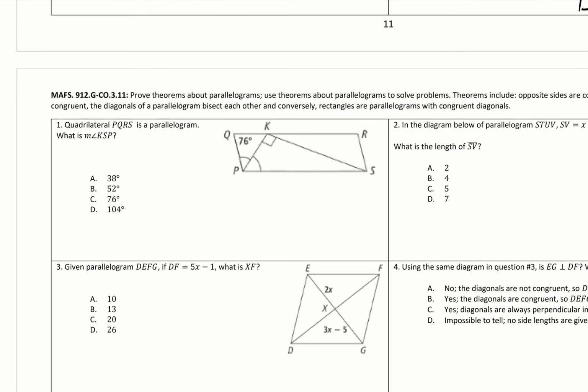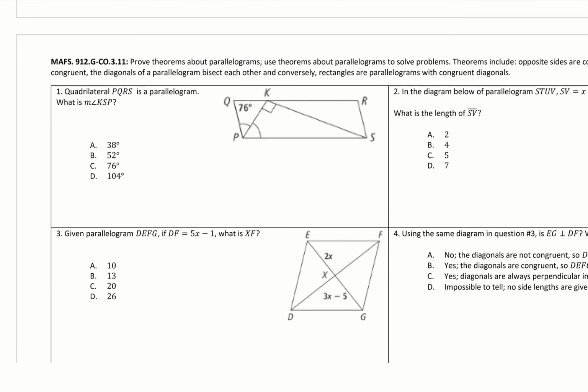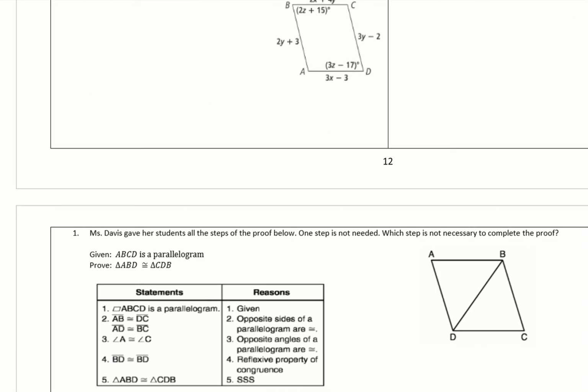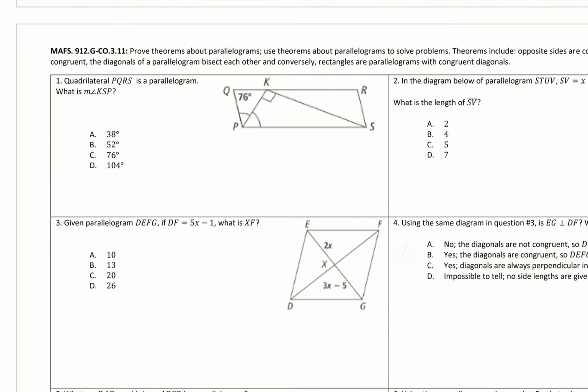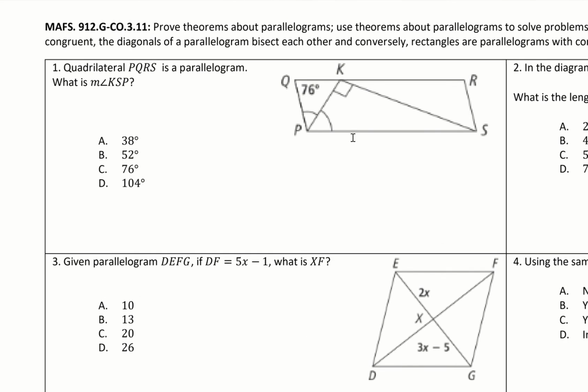All right. So we're going to wrap this up shortly. We're going to try to wrap this up in the next 15 minutes here. We're going to try to get through 2 more pages here real quick. So this is a parallelogram. What is the measure of KSP? So you're trying to figure out that angle right there.